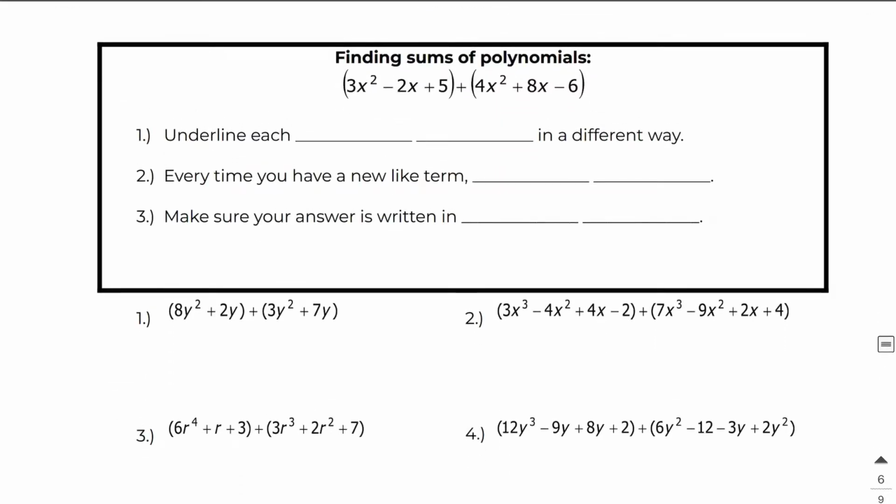Hey everyone, we're looking at a continuation of notes 1.2 where we'll be finding sums of polynomials. So the first thing that we're going to want to do is underline each like term in a different way. If you take a look right here, we've got 3x squared is like 4x squared. So I'm going to underline these together with the same color, okay? And every time you have a new like term or a new set of like terms, you're going to combine them or collect them together.